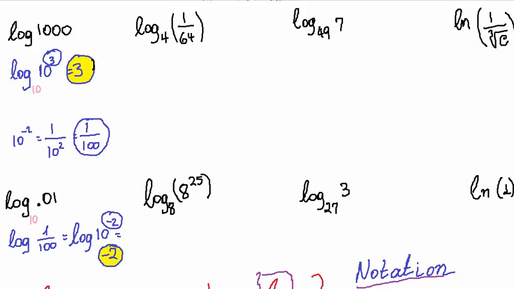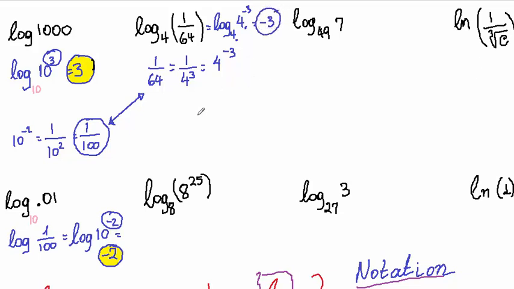Now, I'm looking at the log with base 4 of 1 over 64. Again, I want to write this as a power of 4. Again, this is at the denominator. 1 over 64 is the same as 1 over 4 to the third. But this is at the denominator, so I can bring it to the numerator as 4 to the negative 3. This is from the similar rule of negative exponents. So this is nothing else than log with base 4 of 4 to the negative 3. I can see now that the base of the power is the same as the base of the logarithm, so the result will be negative 3. And this is the result for this logarithm.